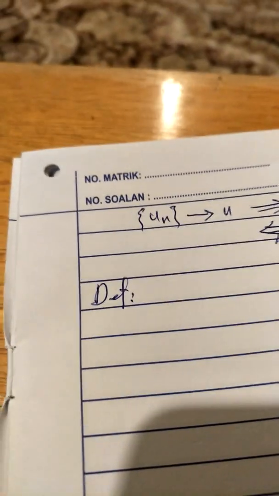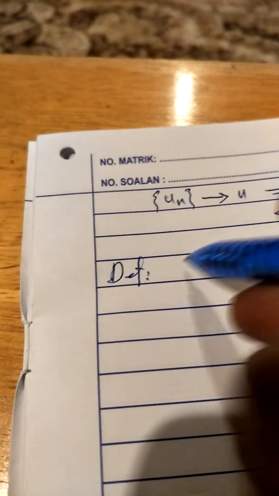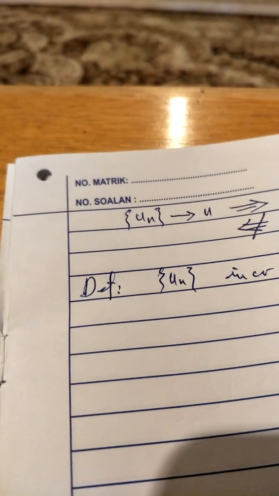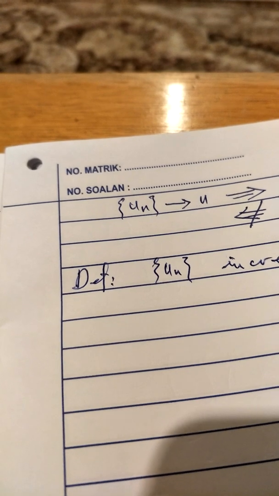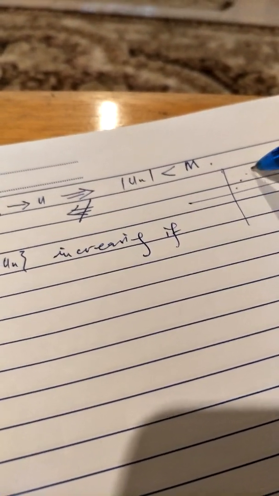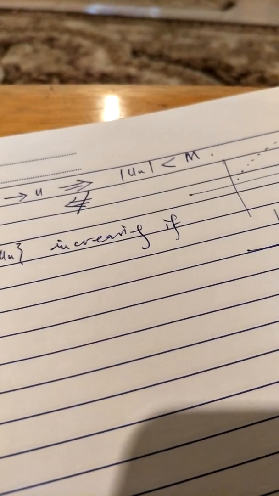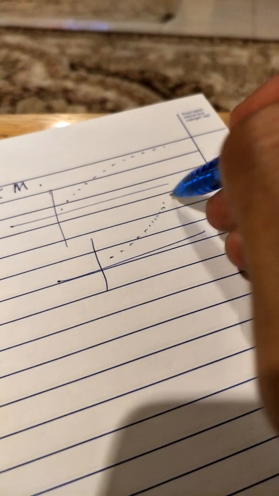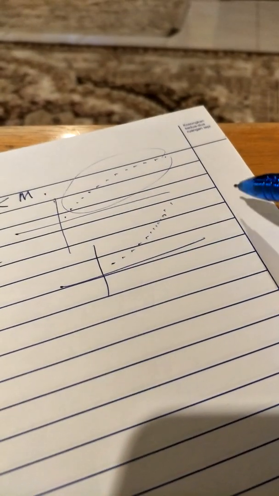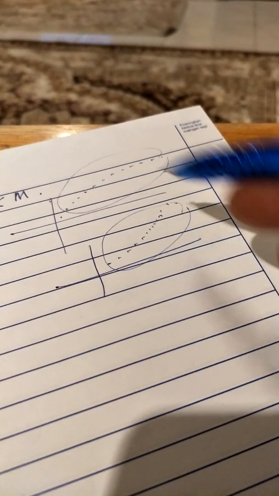Now let's look at some other definitions. We say a sequence un is increasing if, look at the increasing sequence. This is an increasing sequence. In this case, it converges. In this case, it diverges, but both are increasing sequences.